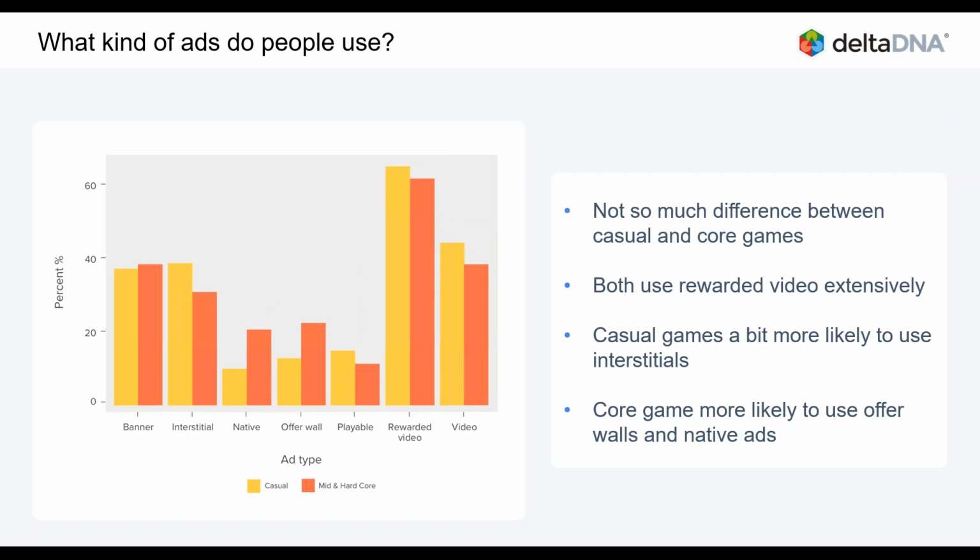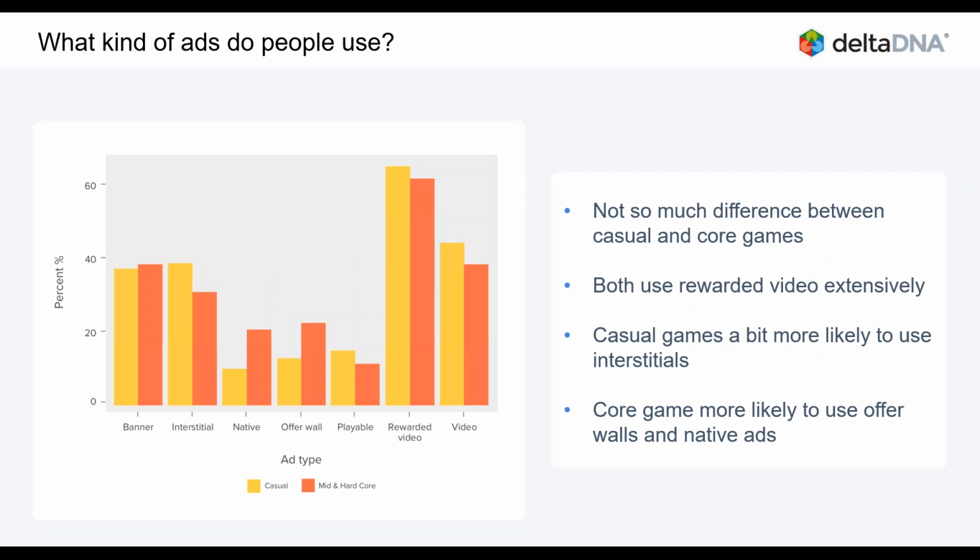Just out of interest, I split this between core games, or mid and hardcore games, and casual games. There's not a huge amount of difference between the two. Both of them use rewarded video quite a lot. Casual games are a bit more likely to use image interstitials, which makes sense. Most people would remember games like match 3 games or word puzzle games quite often have an image interstitial which appears after each level or after each third level or something like that.